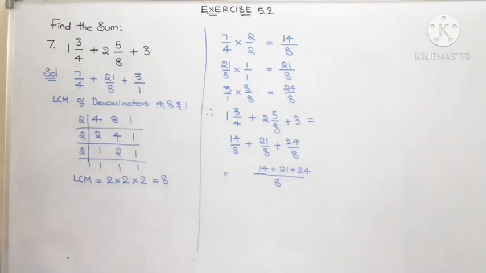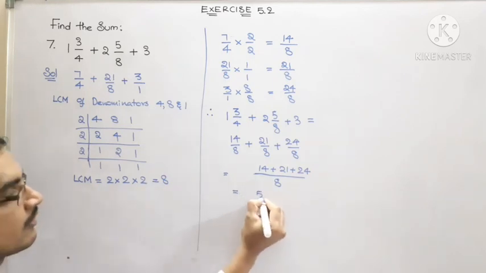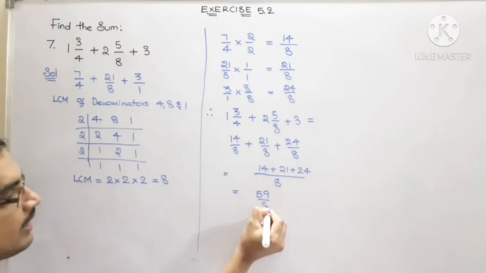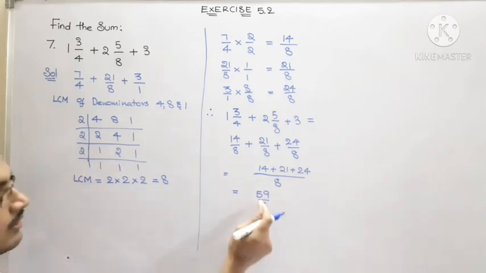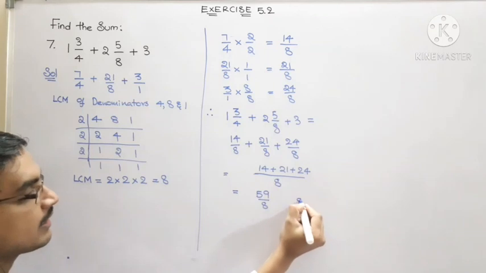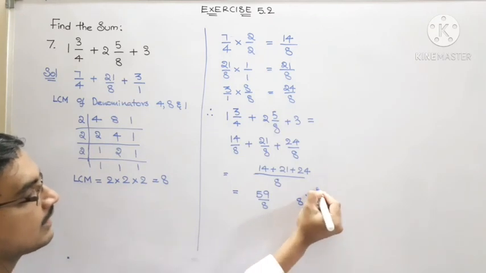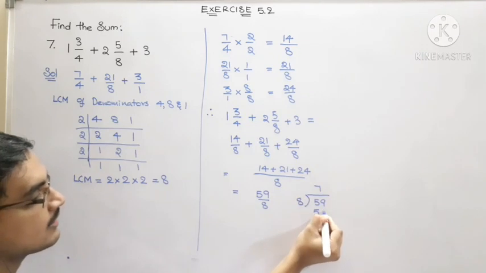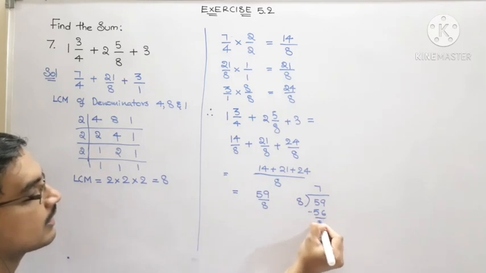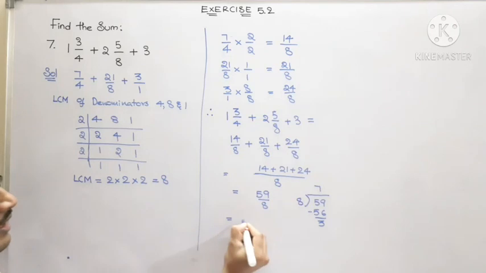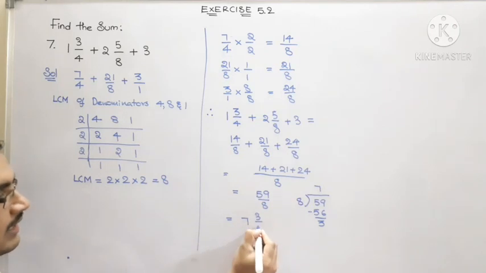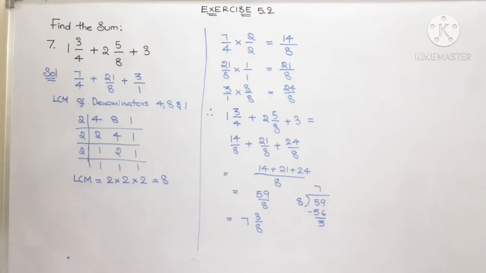Okay. So that is 35. 35 plus 24 is 59. 59 divided by 8. This is an improper fraction which we can make a mixed fraction. 8 sevens are 56, so upon subtraction you get 3. 7 3 by 8 is the answer. Hope you understood, children.